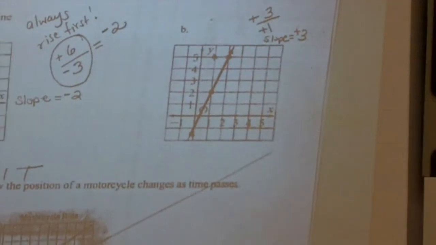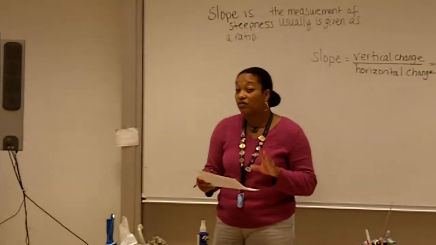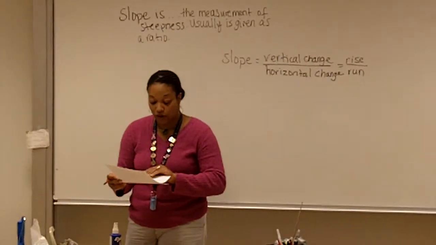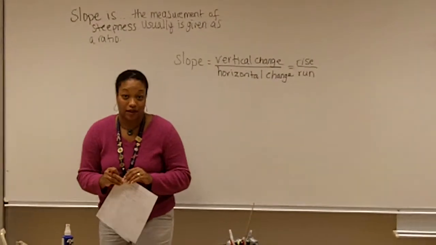Now, you've got on your paper to omit example 2. We're not going to do example 2. So I'm going to know who's paying attention and watching the notes. Turn the page and let's talk about the other way that we can find slope.